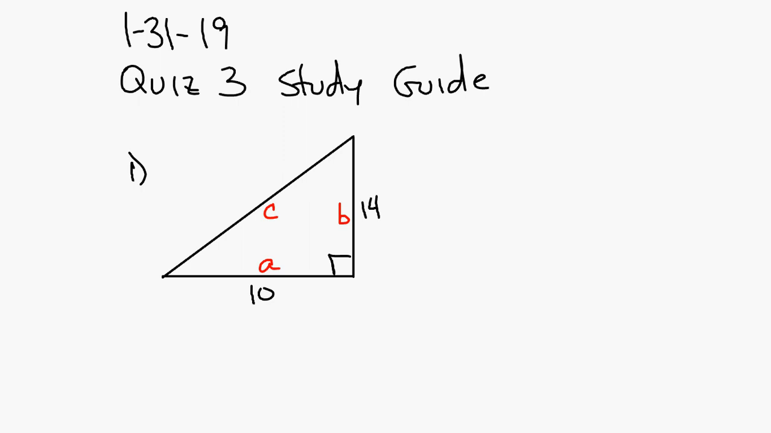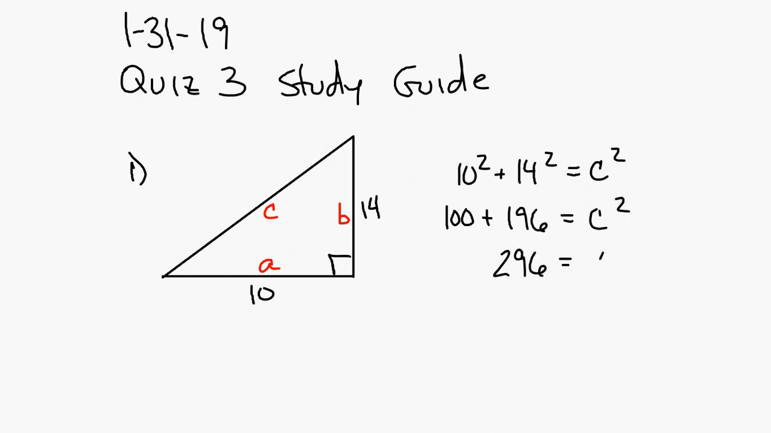And the Pythagorean theorem says that 10 squared plus 14 squared equals C squared. So 100 plus 196 equals C squared. So 296 equals C squared. And the square root of 296. Alright, the radical form is 2 times the square root of 74. And then in your calculator, you have to find the square root of 74 and multiply it by 2. And that's going to be 17.2.